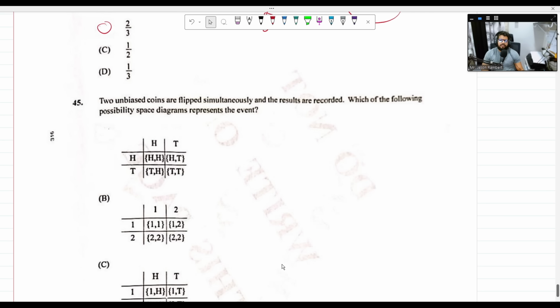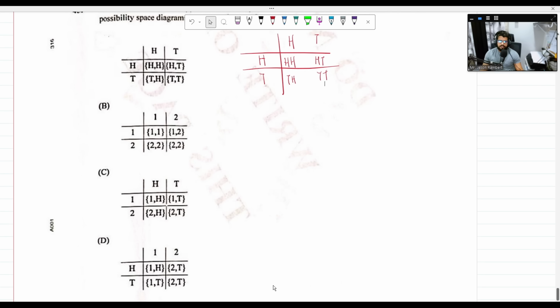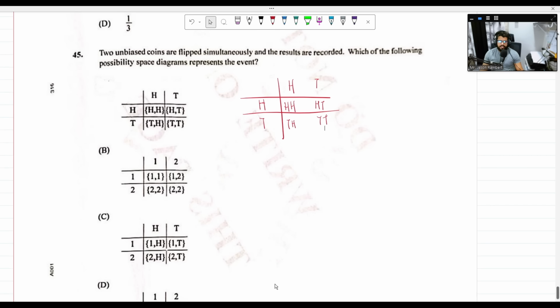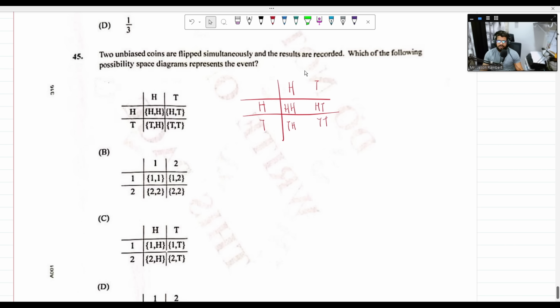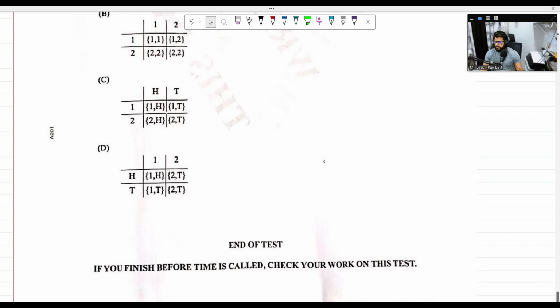2 unbiased coins are flipped simultaneously, and the results are recorded. Which of the following possibility space diagrams represents the event? If 2 coins are flipped, we could have heads, heads, heads, tails, tails, heads, tails, tails. Well, looking at the 4 diagrams, the only one that has the heads and the tails as the outcomes is going to be the first option, option A. Alright, not too bad. Not too bad at all.